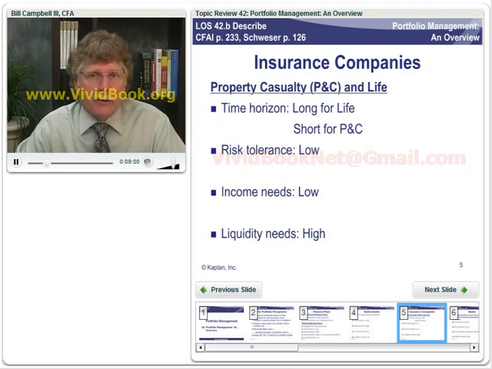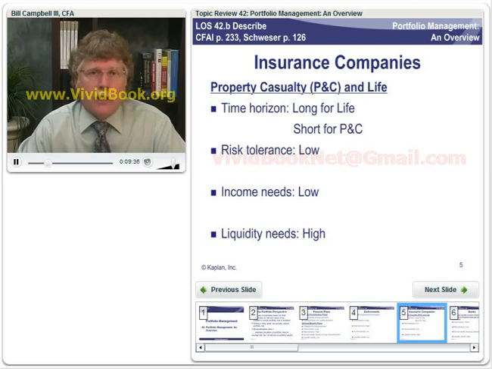Property and casualty insurance companies, on the other hand, these are fire insurance, earthquake insurance, auto insurance, and so on. They typically have a much shorter time horizon because they're typically paying claims much more frequently. People get into car accidents a lot more often than they die. People have fires in their home or damage to their home from earthquakes or tornadoes or other natural disasters much more frequently than the people die. So they have a much shorter time horizon for property and casualty.